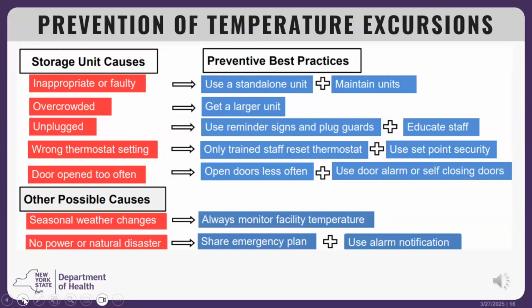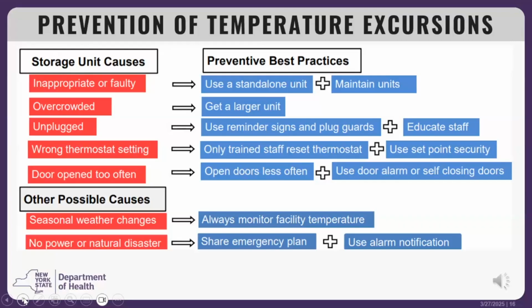Opening a storage unit door too often or leaving it open could cause temperature excursions. To prevent this from happening, only open storage unit doors when necessary, and put a reminder to keep the storage unit door closed on the unit. Some storage units come equipped with door ajar alarms or self-closing doors.